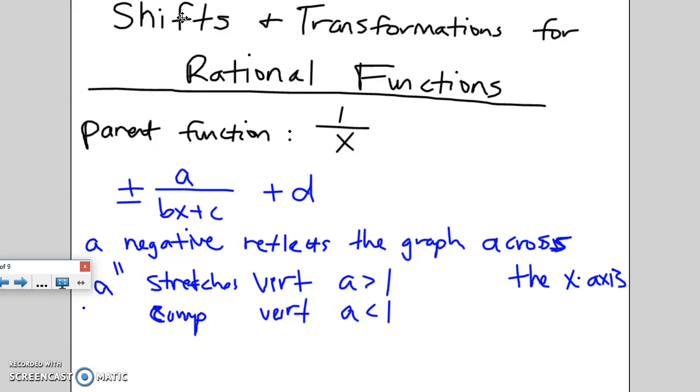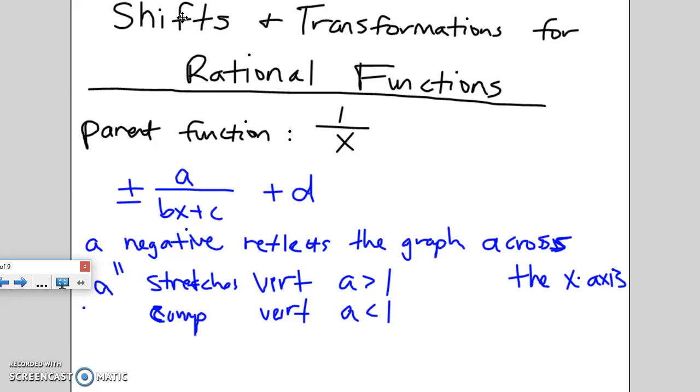If the negative, or the a, or the d, you treat on the outside, the bx plus c, you treat as the inside. Just so you know, I'm going to read through these, and if you need to pause this so you can write this down, feel free to do so. A negative is going to be either outside or on top. Either way, if a negative sign is outside the fraction to the left, like it is in what I wrote, or if it's on top right in front of the a, either way, it reflects the graph across the x-axis.